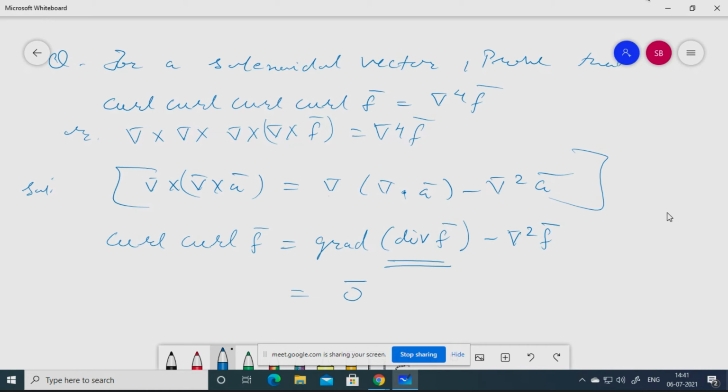Is it or not? Yes, ma'am. Divergence of f bar is 0, and gradient of f bar 0 means it's a vector only you will get. Okay, minus del square f bar. So this result is nothing but minus del square f bar. Okay?